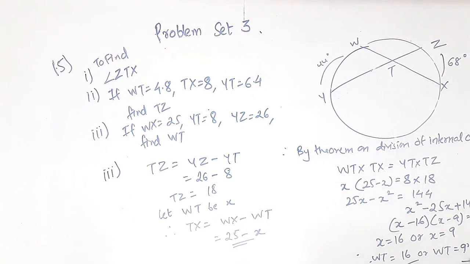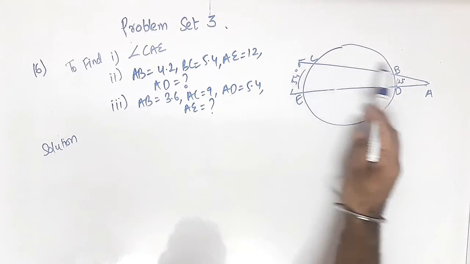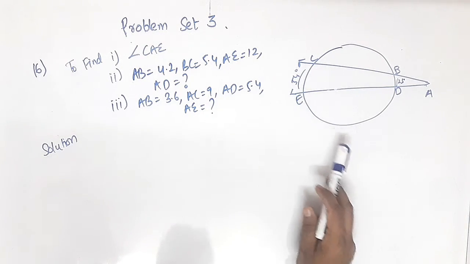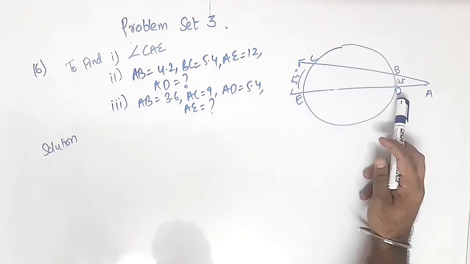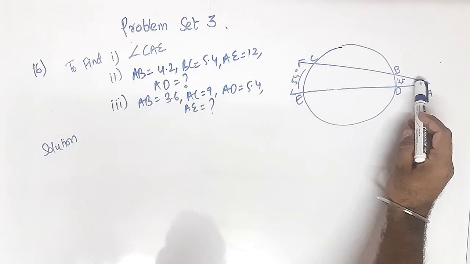Then coming to sum number 16, we have angle CAE, an angle formed by two secants which are meeting outside the circle. So whenever two secants meet outside the circle and we are asked to find the angle formed, this is the angle formed.